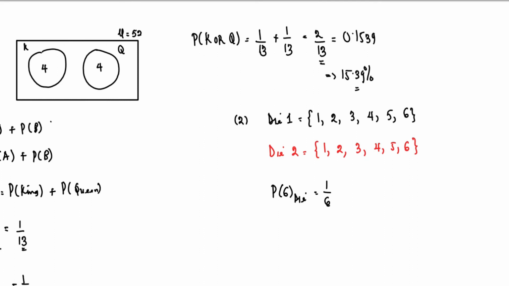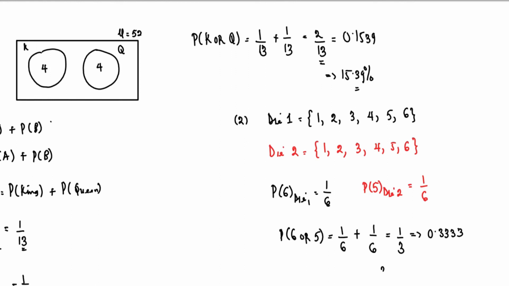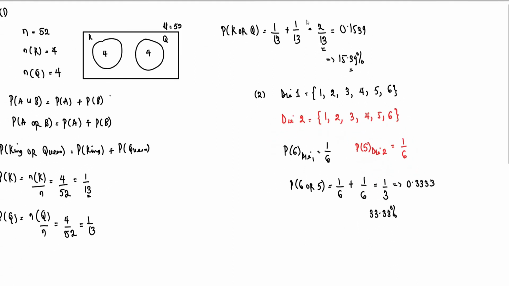And for die 2, probability of having a 5 in die 2 is going to also be equal to 1 divided by 6. So the probability of having a 6 or a 5 is going to be equal to 1 divided by 6 plus 1 divided by 6, and that is going to give us 1 divided by 3. When converted to decimal, we have our answer to be equal to 0.3333, and this is approximately 33.33%. So let's move to the third question.